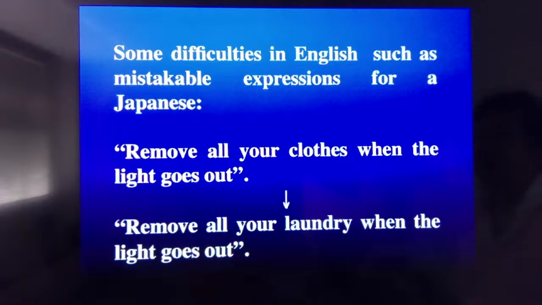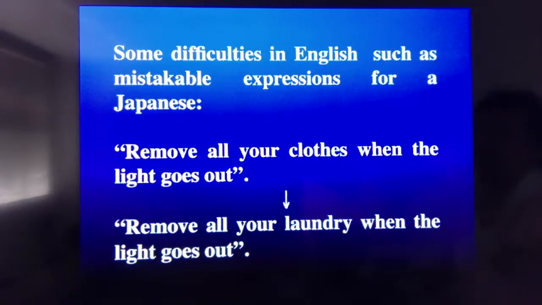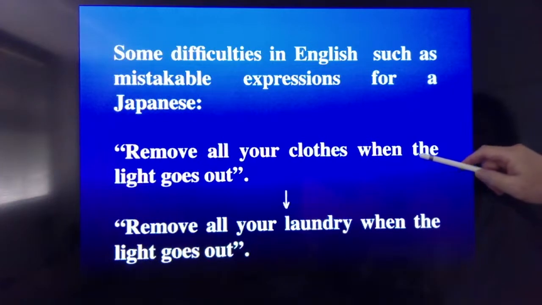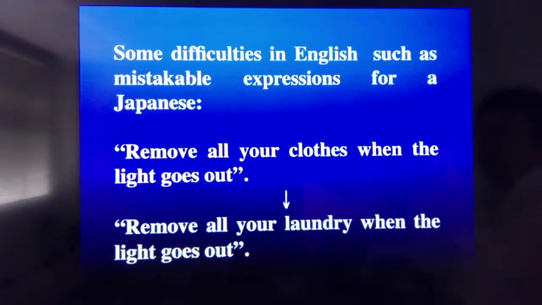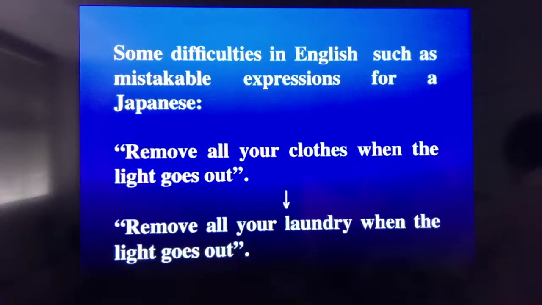In those cases, you are just hanging your clothes, and maybe your mother says remove and bring back all your laundry. Remove all your clothes, that means take off all your clothes when it becomes dark or something. Remove everything. Remove all your clothes. You have to become naked. When it's dark, it's quite strange. So in the case of the laundry, the bottom one is correct.